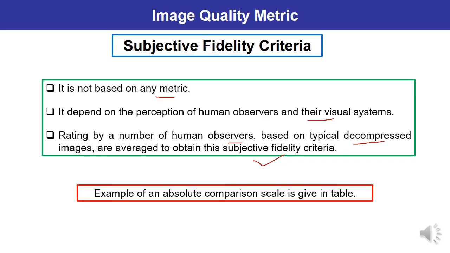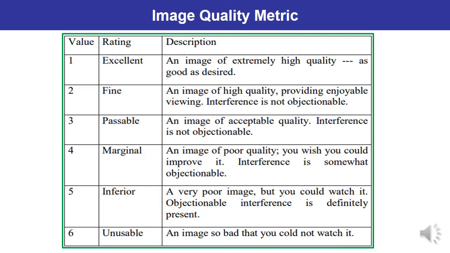An example of an absolute comparison scale is taken and summarized in the form of a table. You can see it. From this table you can see the values 1, 2, 3, 4, 5, 6, all these values have been taken and the corresponding ratings mentioned. 1 is for excellent, 2 is for fine, 3 is for passable, 4 is for marginal, and for each and every rating the description is given over here.